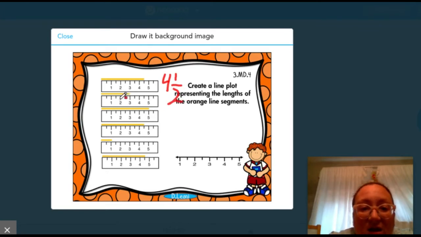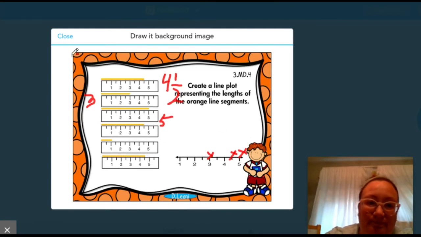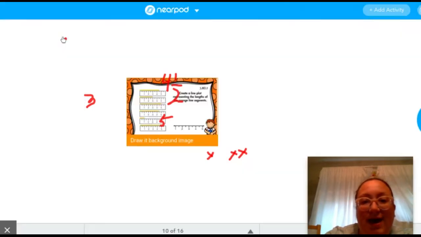Ooh, that got ginormous. This one over here stops at the 3, so I'm going to make that a 3. Over here, we stop at the 5, so that's a 5. So I know that when I'm plotting these, 4.5 goes right here. 5 gets one right here. 3 gets an X right here. Okay, so you're going to do that for the last 3 and add the X over here. Oh, gotta go back to my pointer, sorry. All right, so we're going to close that out.